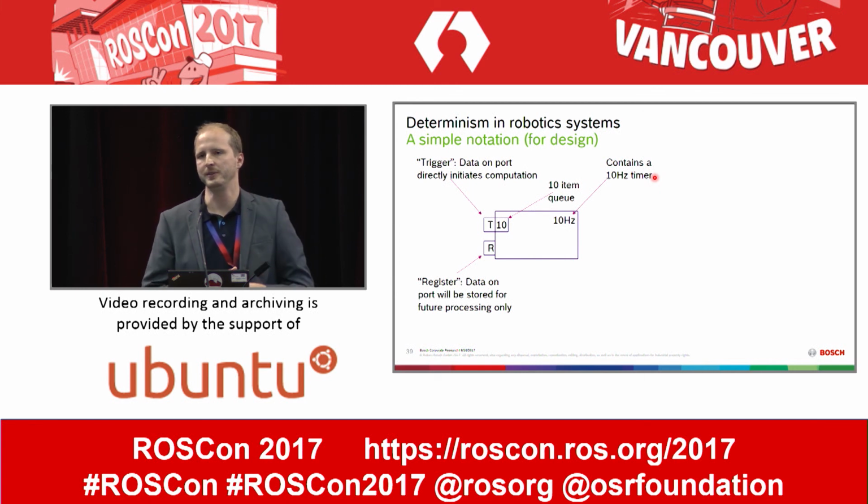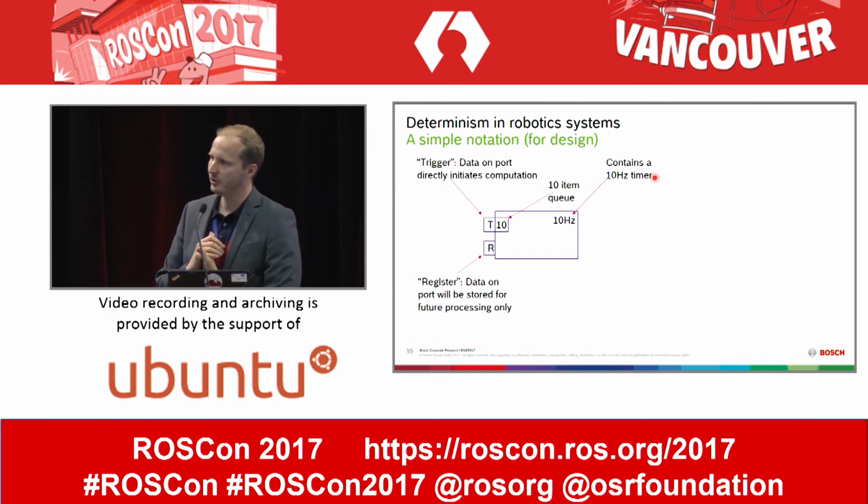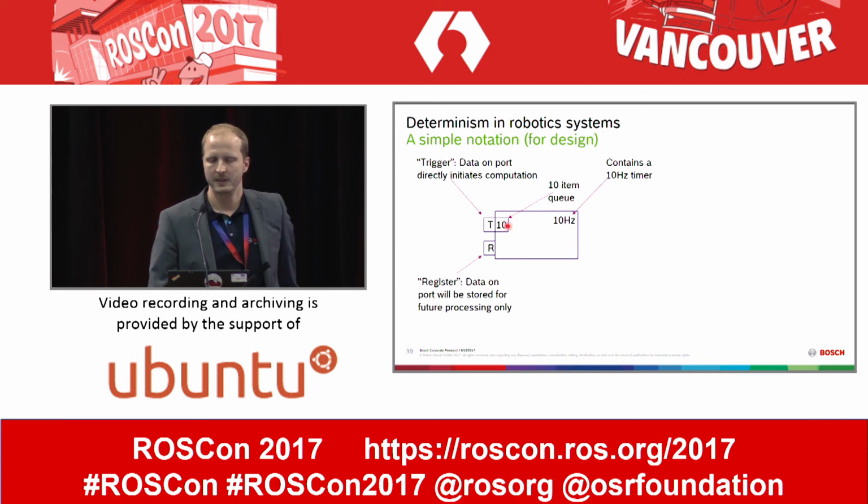And because we always like to visualize our systems, what we found very useful is to make these things explicit. Ordinarily, a ROS node is a black box and you don't know what's going on inside. So we have this small visual notation where if we put a T here, that means it's a data triggered system. We can also say there's a timer inside. And if we have an R here, that means it's a register, so something is just stored for later processing. And if we have this sort of data triggered system, we also put the queue size.